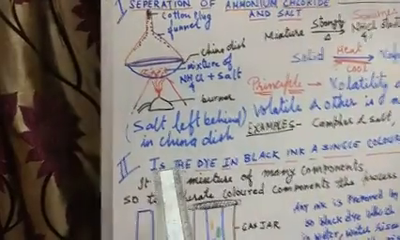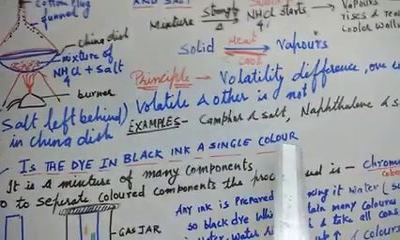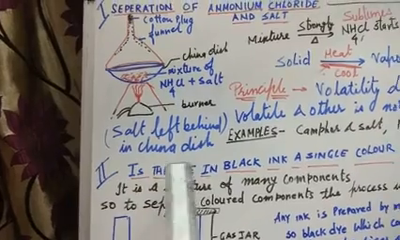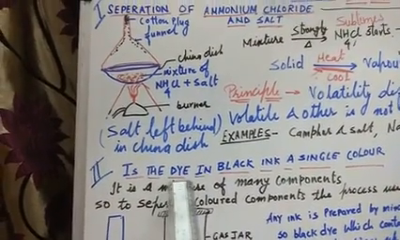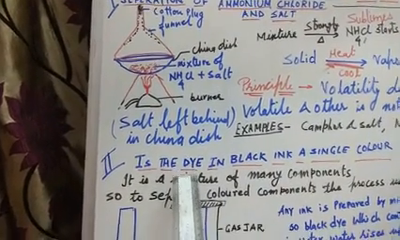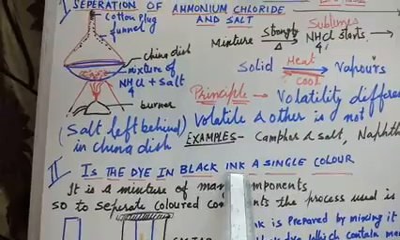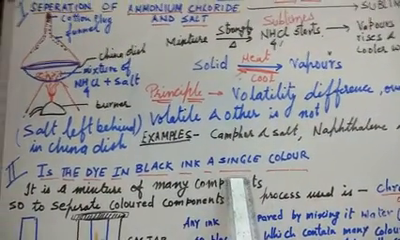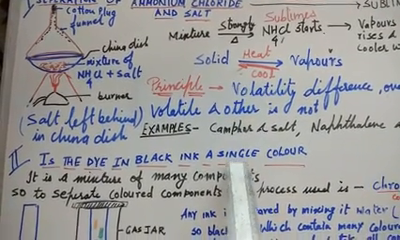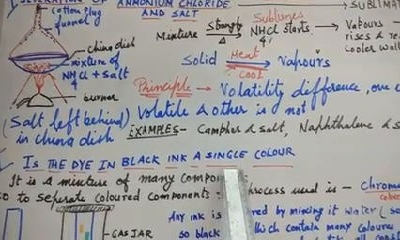Second, now I am taking: is the dye in black ink a single color? I told you, friends, all the dyes, whether they are black, blue or any color, are actually dyes. So here the question is, is the chemical in the black ink a single color? You will say yes, but I am saying no. That black color contains many other colors in it. It is very strange, but we can prove this.